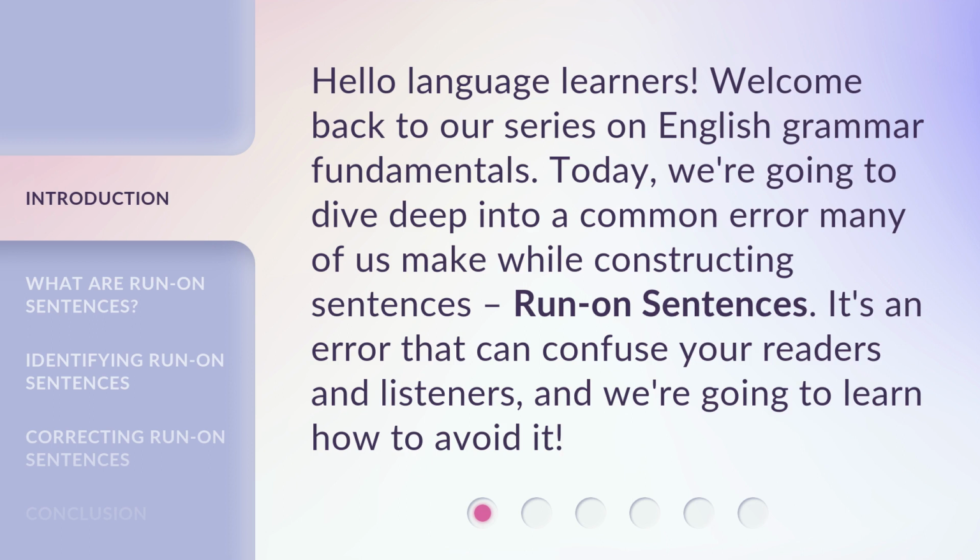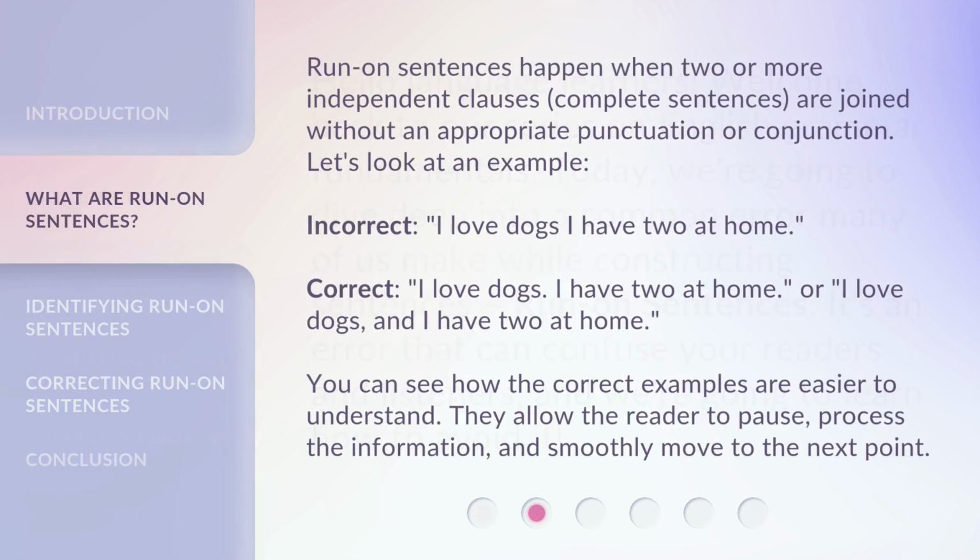Today, we're going to dive deep into a common error many of us make while constructing sentences, run-on sentences. It's an error that can confuse your readers and listeners, and we're going to learn how to avoid it. Run-on sentences happen when two or more independent clauses, complete sentences, are joined without an appropriate punctuation or conjunction.